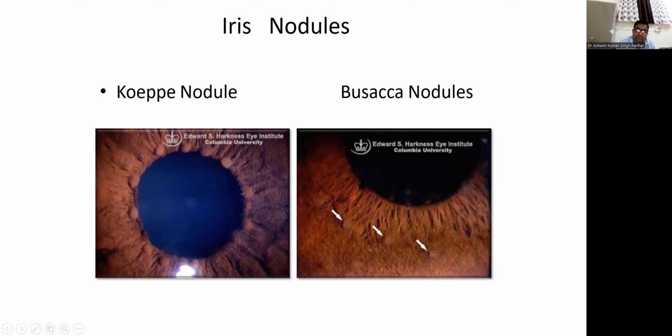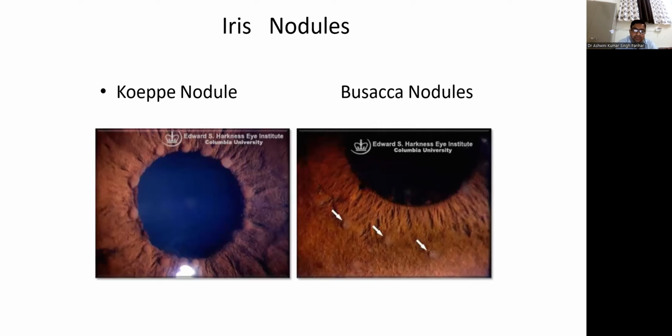The nodules which are present at the pupillary margin are the Koeppe nodules. See, all are at the pupillary margin. And Busacca nodules are those present at the stroma, at the collarette level, or beyond the collarette. So just remember, the nodules at the pupillary margins are Koeppe, and the other one is the Busacca nodule. These nodules give you a kind of confirmative diagnosis.